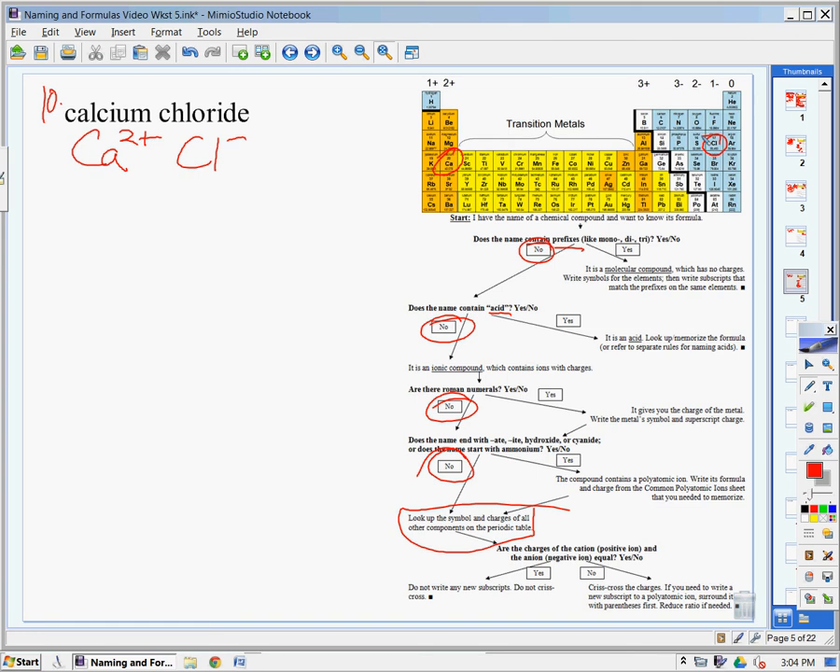And then finally, are the charges of the cation and anion equal and opposite? That's a no, so you've got to crisscross. They're not already equal and opposite. We crisscross to make them equal and opposite.